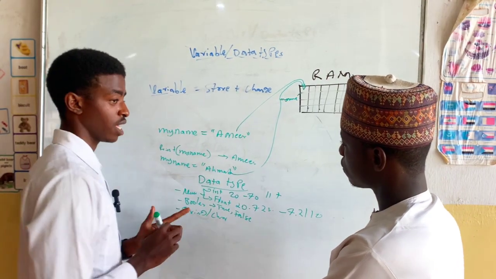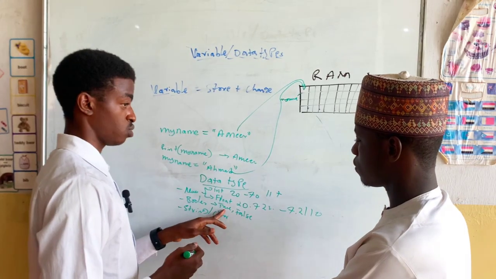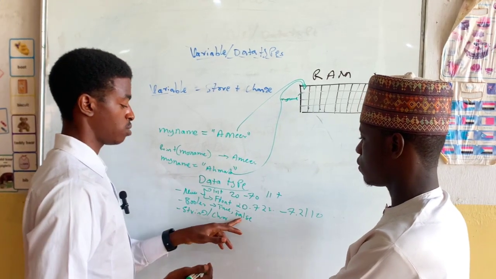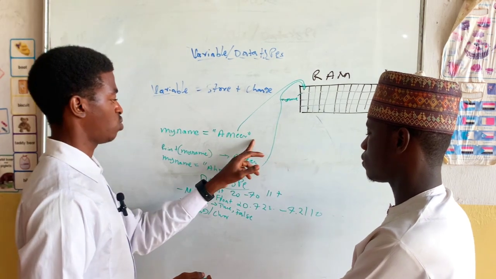So Boolean is just like a yes or no. Did you eat food? You might say yes. That means true. Did you eat food? No. That means what? False. So that's Boolean. And then string, this is what we use.